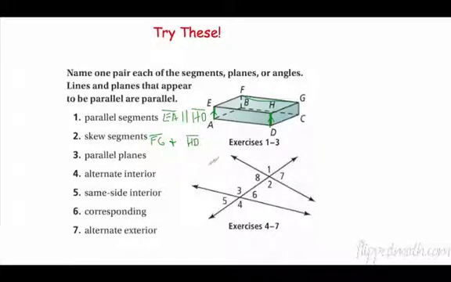Now, some of you are going to say, well, FG and AD would appear to be not touching and not in the same plane. But you have to imagine there's a plane that goes through there. It may not be drawn, but it's there. It's like a single sheet of paper that slides in through there. So two parallel planes. Well, let's see. Let's answer that one over here.